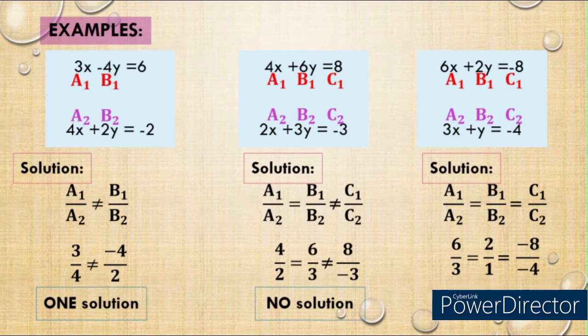6 divided by 3 is equal to 2, and 2 is equal to 2 divided by 1, and then negative 8 divided by negative 4 is equal to positive 2. Okay? So, ang tawag ngayon natin dito sa system na ito ay dependent and consistent. So, kapag sinabi natin consistent and dependent, there are infinite number of solutions.